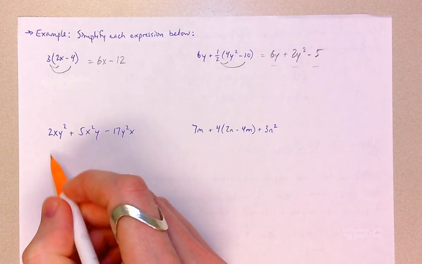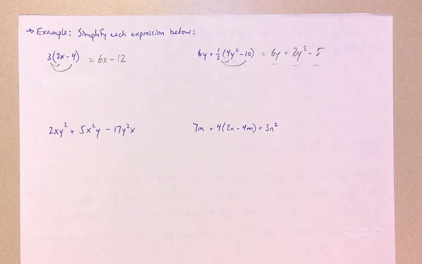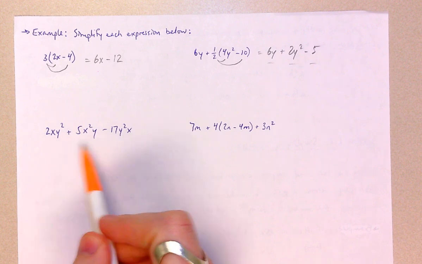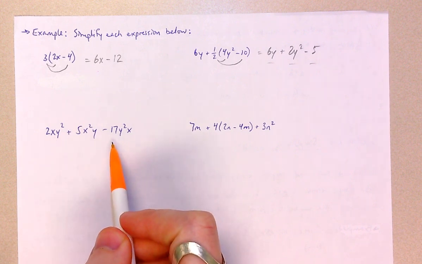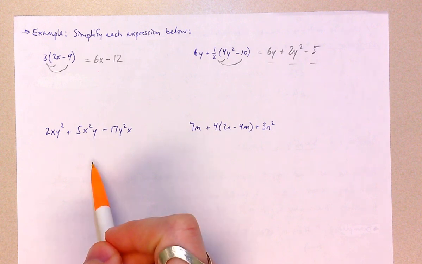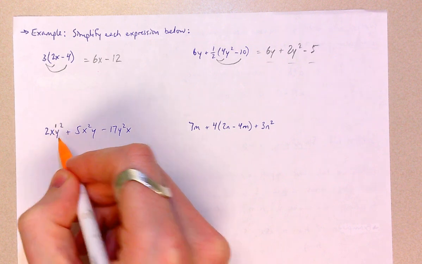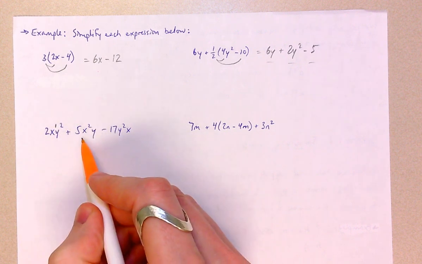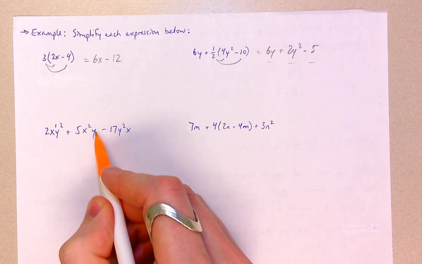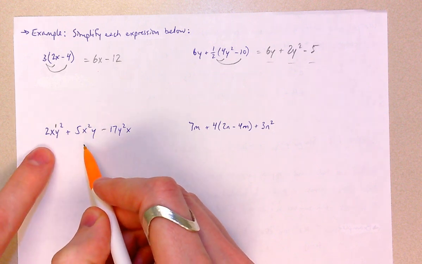All right, next one, 2 times x times y squared plus 5 times x squared times y minus 17 times y squared times x. We don't see any grouping symbols here, so we have to see, are there any like terms here? We're seeing x's and y's in each of these terms, so let's see if there are any terms where the powers on the x's and y's match up. Here, x has an exponent of 1 and y has an exponent of 2. Here, x has an exponent of 2 and y has an exponent of 1. So these two terms are not like terms.